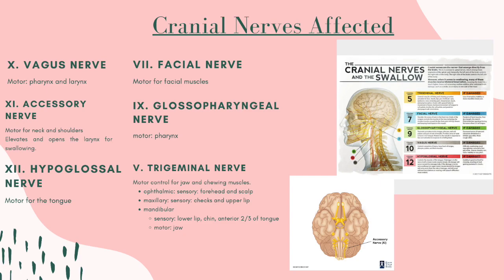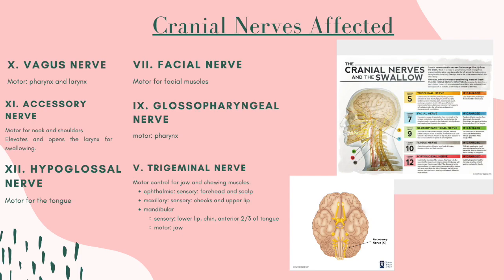Additional cranial nerves can be affected if a patient experiences difficulty with swallowing. The vagus nerve controls our motor for pharynx and larynx movement. The facial nerve controls motor for facial muscles. The accessory nerve is motor development for neck and shoulders, which elevates and opens the larynx for swallowing. The glossopharyngeal nerve has motor control of the pharynx. Hypoglossal nerve has motor for the tongue, and the trigeminal nerve has motor control for jaw and chewing muscles.